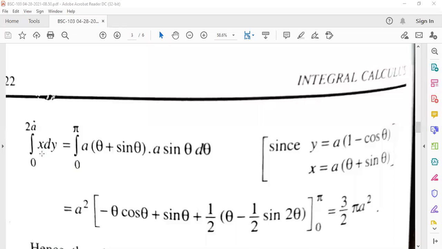Now when x equal to 0, then theta plus sin theta equal to 0, that is theta equal to 0. When x equal to 2a, then theta plus sin theta is equal to pi. So the limit is changed from 0 to 2a of x dy to 0 to pi. x means a into theta plus sin theta, and y equal to this, so dy means a sin theta d theta. This is coming here, a sin theta d theta.